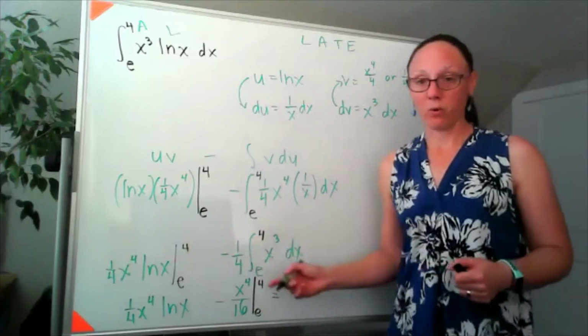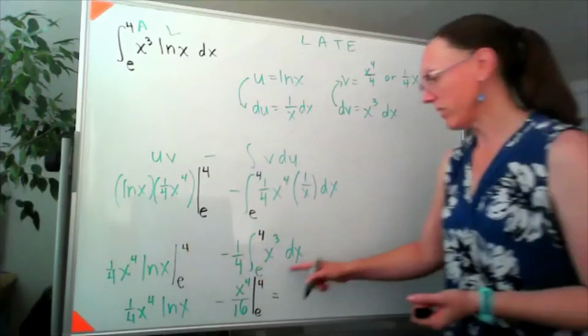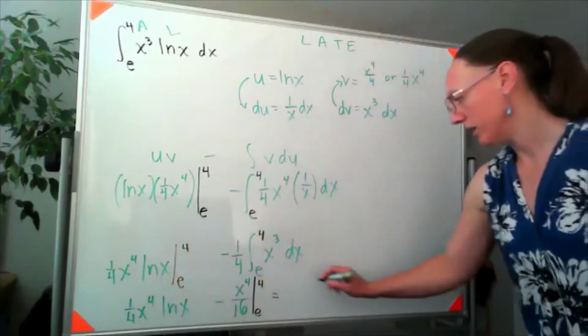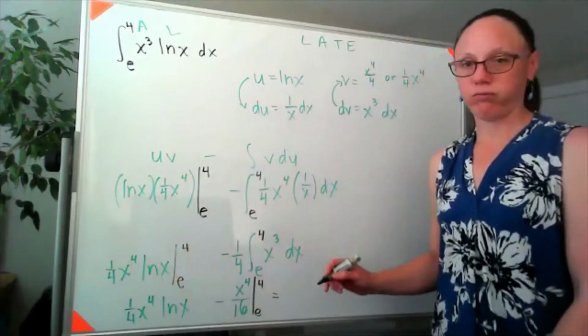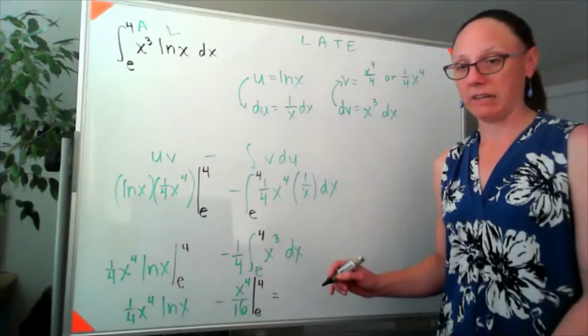I'm going to plug in the 4 everywhere and subtract off plugging in the e everywhere. If I plug in the 4, I'm going to simplify the numbers as we go, I think.